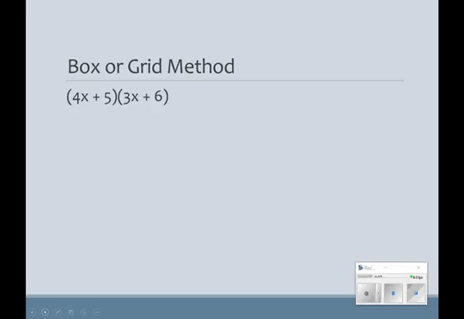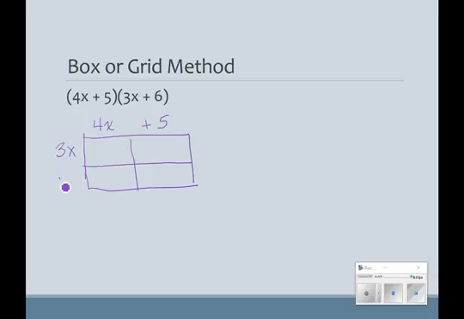Now I want to show you another one that I really like, and you guys are going to be able to multiply however you want. I don't care which method you use, whichever you're comfortable with. Tonight's homework, or tomorrow's classwork, I would like you to try both just to see which you're more comfortable with. This takes us back to elementary school and an area model when we multiplied. So what I'm going to do is I'm going to take my 4x plus 5 and put each part of the binomial above one of my columns. My 3x plus 6, I'm going to put here.